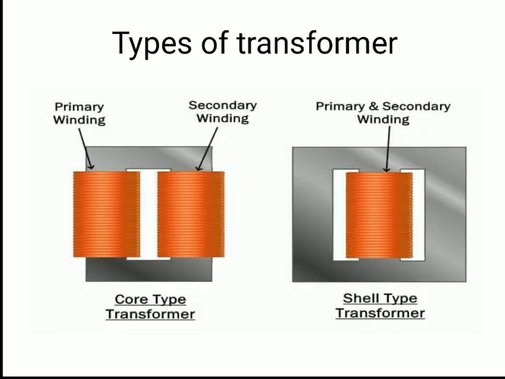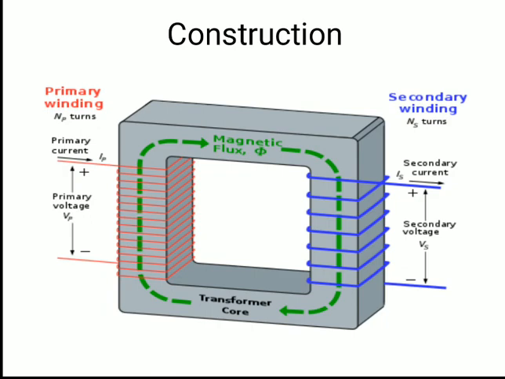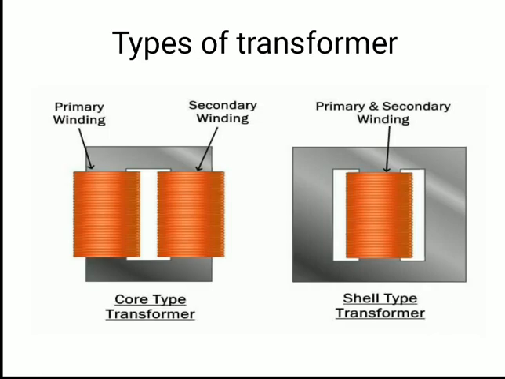Here are the types of transformer, which I told you we will see in further slides. There are two types: core type and shell type transformer. In the core type, the transformer is exactly like this: we have wound on the opposite sides of the transformer core. You can see this is the primary and this is the secondary.